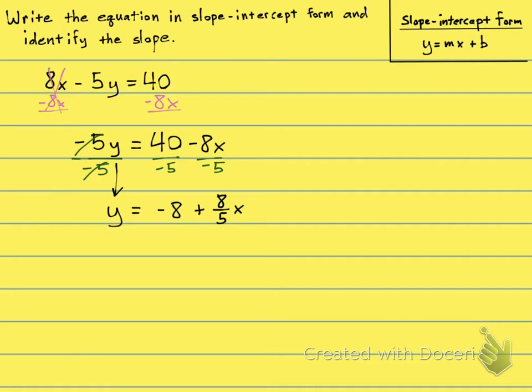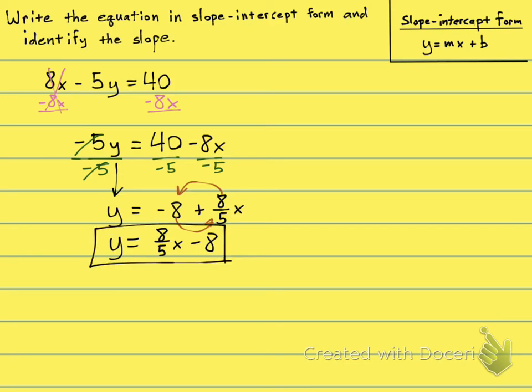Now, I'm almost in slope-intercept form, but you'll notice that slope-intercept form has the x part first and then the constant part next. So let's just rearrange the order here. Y equals 8 over 5x minus 8. All right, all I did there was put that here and that there. This is slope-intercept form. Y equals 8 over 5x minus 8.